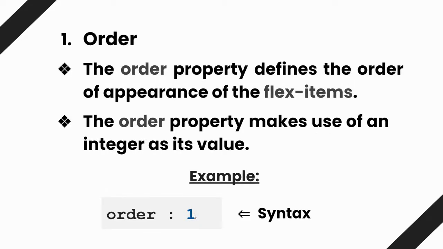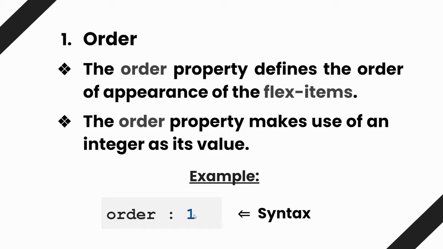So the order property, this defines the order of appearance of the flex item. So this is quite similar with the flex direction. The only difference here is that you get to define which particular item should come first, second, third, fourth, however you want it. You can actually do that using the order property. And the order property makes use of integer values. So by default, all flex items have the order property assigned the value of 0.